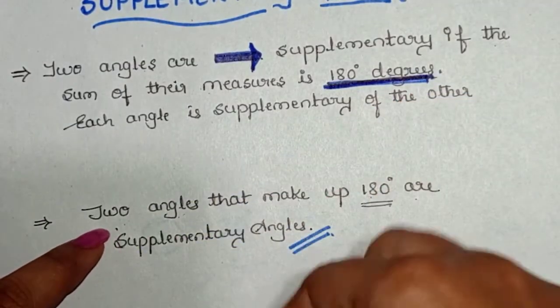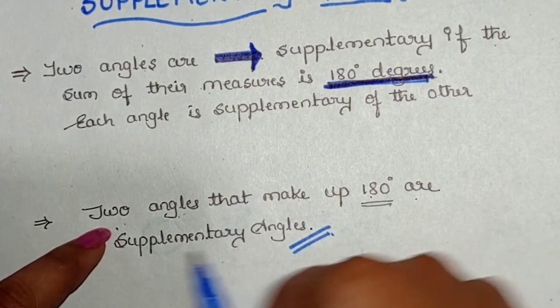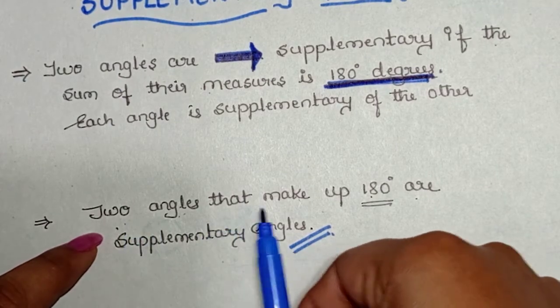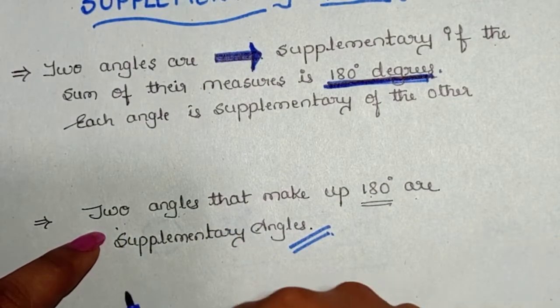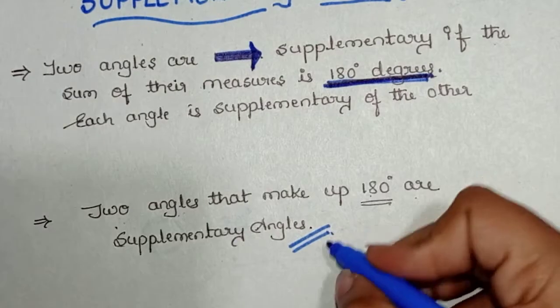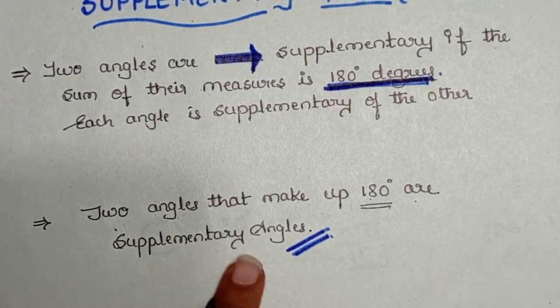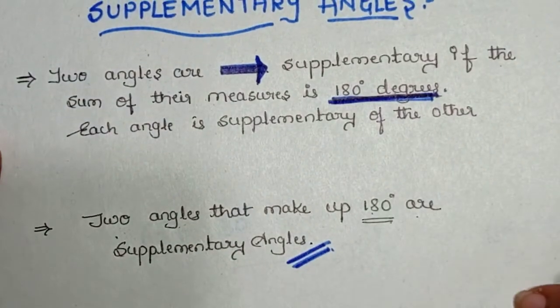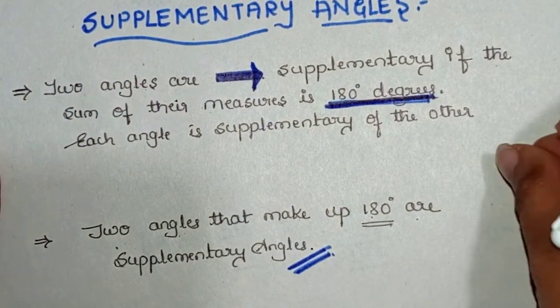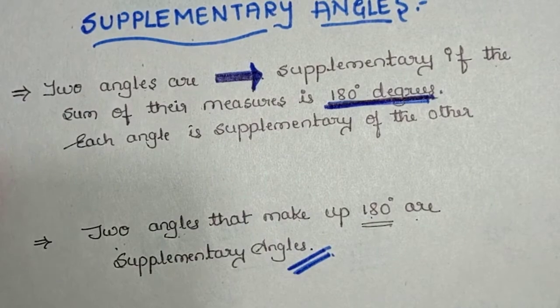One more very simple definition here: two angles that make up 180 degrees are supplementary angles. It is a very simple and easy definition. It is very useful for you. So if you want to take down the definitions, you can do so by pausing the video, and then we'll move on with the examples now.